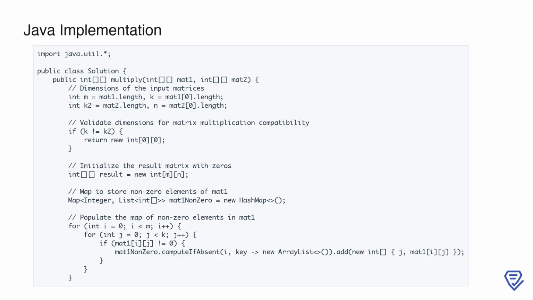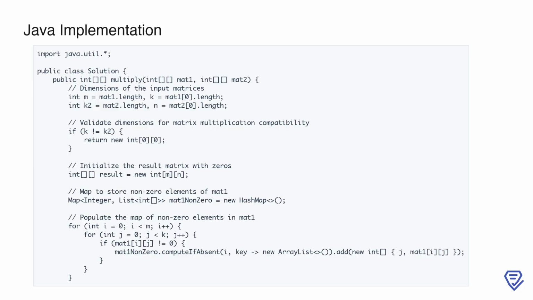Inside the multiply method, we take two input matrices, mat1 and mat2. The initial step is to determine their dimensions: m and k for mat1, and k2 and n for mat2. For matrix multiplication to be valid, the number of columns in mat1, denoted by k, must match the number of rows in mat2, k2. If this condition is not met, we return an empty matrix.